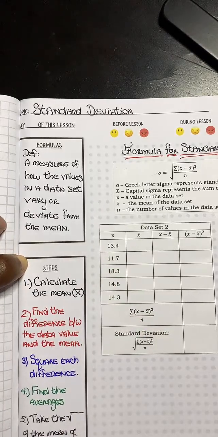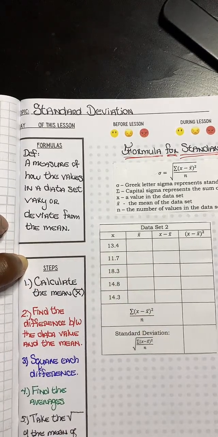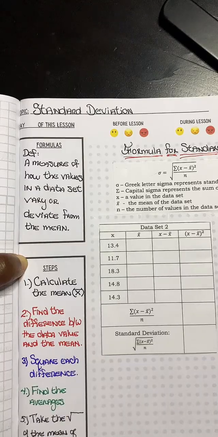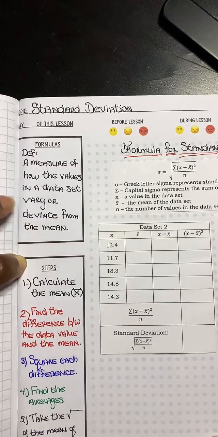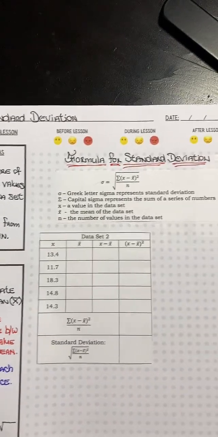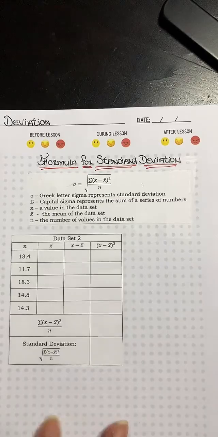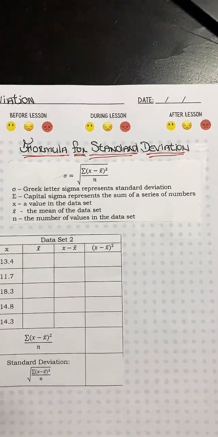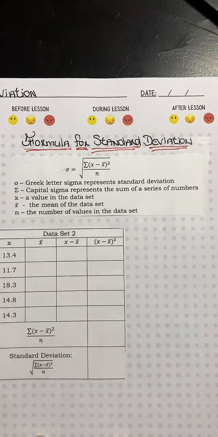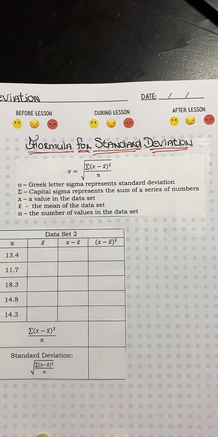So what we're going to be doing is standard deviation. A standard deviation is a measure of how the values in the data set vary or deviate from the mean. We're going to be looking at so many different types with this formula. And I know this formula can be intimidating, but we're going to break it down step by step.